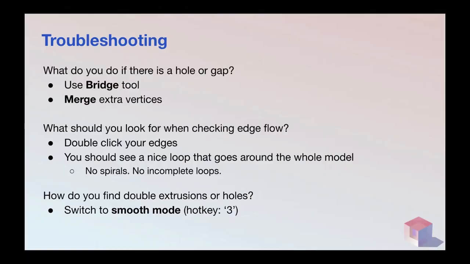You do not want to see incomplete loops or a bumpy shape. And how do you find double extrusions or holes? Simple. We just press hotkey 3, it turns to smooth mode, and you see whether your entire shape is smooth or not.